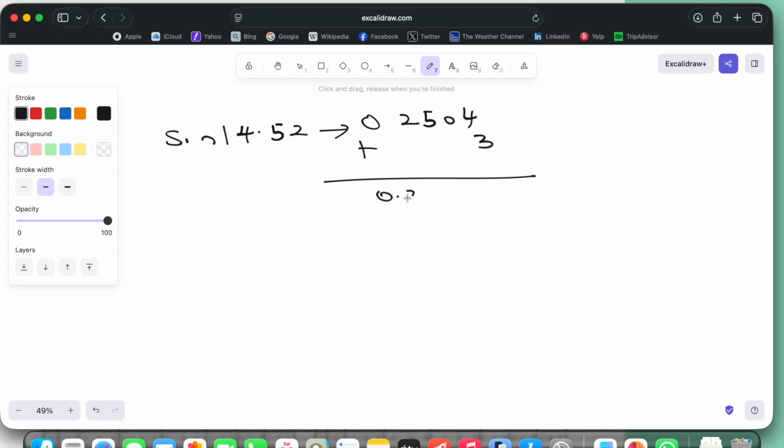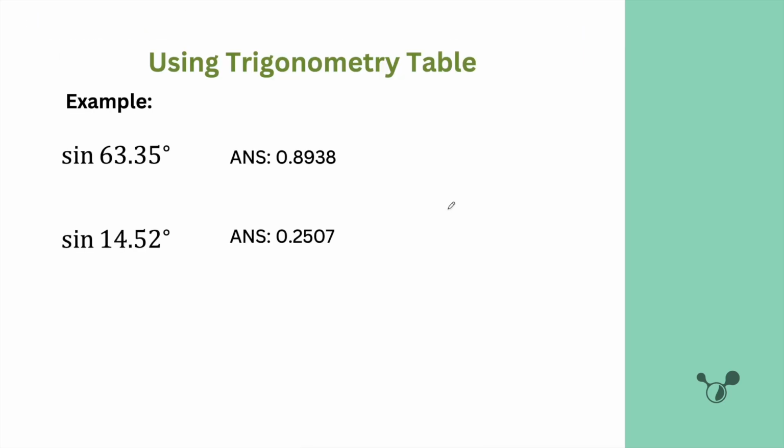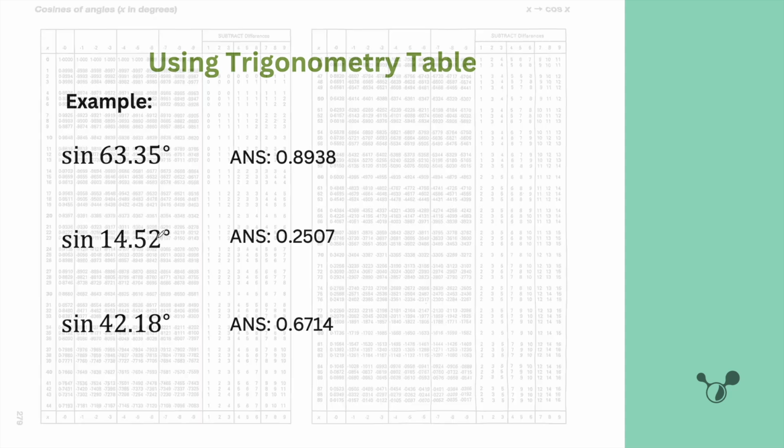Great, 0.2507. Let's see if we're correct. Great. So you can see that there's a limit. If you have 14.523, the four-figure table just gives us up to 5 and then the difference for 2. I want you to do this one by yourself. Sine 42.18. Pause the video and try it out yourself. Don't continue if you have not done it. Welcome back. I'm sure that you did that, and that will be 0.6714 if you did that correctly. All right, so that's that about that.